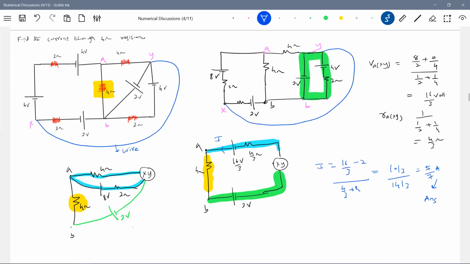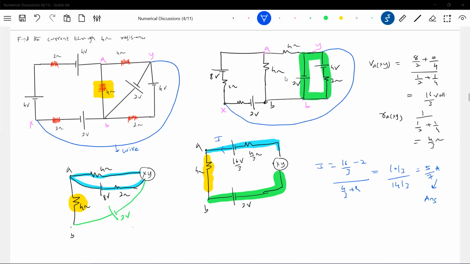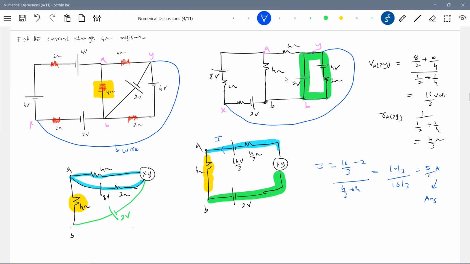Sir, 5 by 8? 8, sir. 5 by 8, sir. 7 is there, no? 10 by 4, 16 by 3, sir. 3 4 are 12. Okay, okay, 16 by 3. 5 by 8.